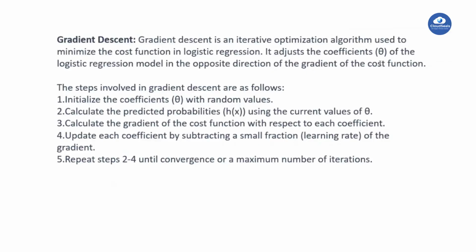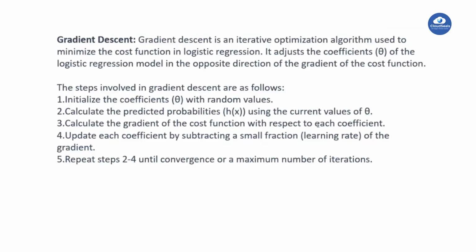How do we do that? There are some steps. Initialize the coefficients theta with random values. Let's take some random coefficient value for each and every independent variable, and then calculate the cost function. Calculate the predicted probability h(x) using the current coefficient values, where theta means the coefficient values. Calculate the gradient of the cost function. After predicting the output value, you can calculate the cost function for each coefficient.